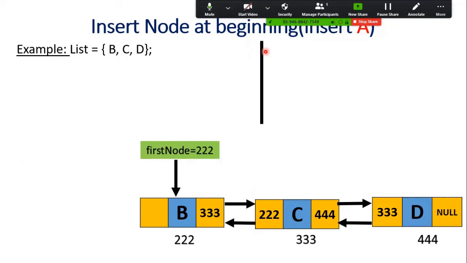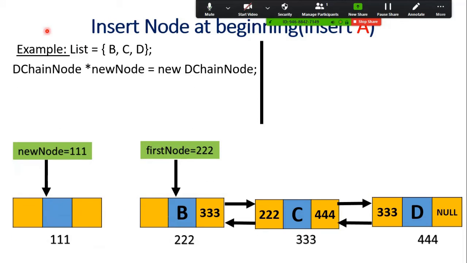So I want to insert a node at the beginning of a chain. Which element do we have to insert? I have to insert element A. Look at this, this should be null here. B's left field is what? This should be null. It was missed over there.